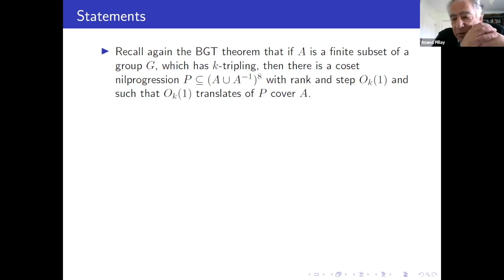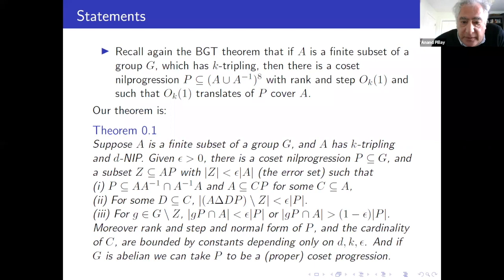It's not a regularity type statement on the face of it. It's not a regularity theorem, whatever regularity means. It's something else, some kind of structure theorem saying that A is commensurable with a coset nilprogression, with some bounds on the data involved. So maybe the best way of saying it is that these approximate subgroup theorems are commensurability theorems. The regularity theorems are something else. There's a difference: regularity is not a commensurability statement. Okay, good. That's the BGT theorem.